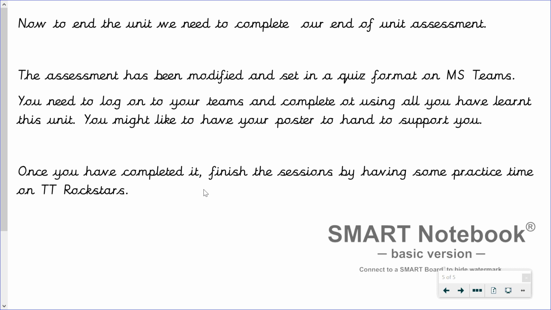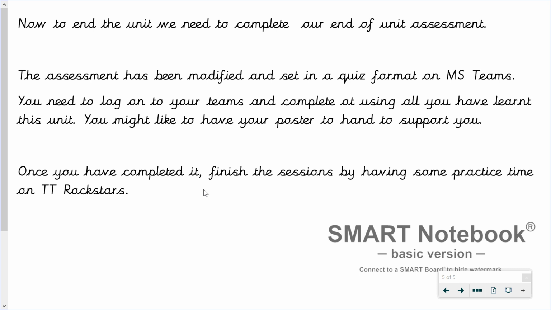So once you complete it, it should automatically hand in, but if it gives you an option to click hand in, go for it, but it should just send it directly to me. Now, last time we had a good bit of uptake, but some children did not complete the assessment. This time, everyone needs to complete this assessment, otherwise your teacher will be chasing you up for it.